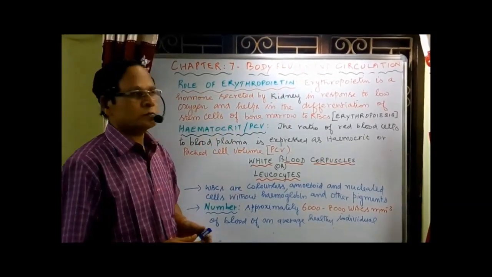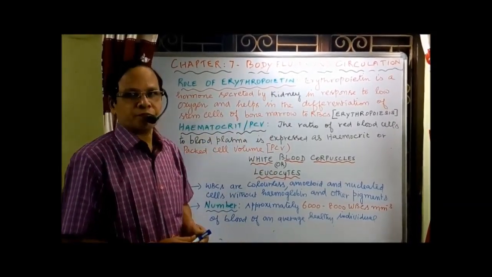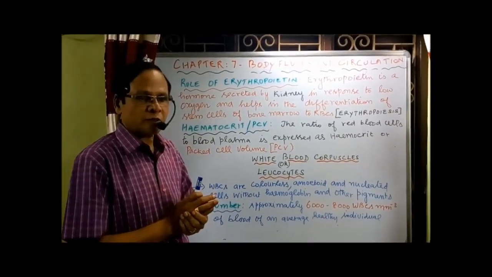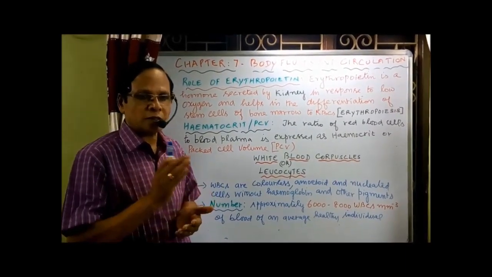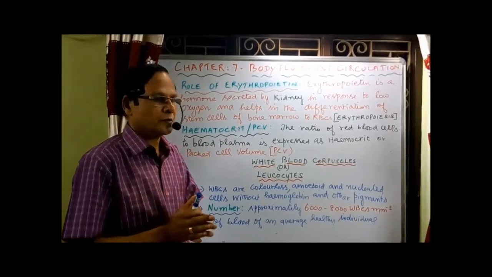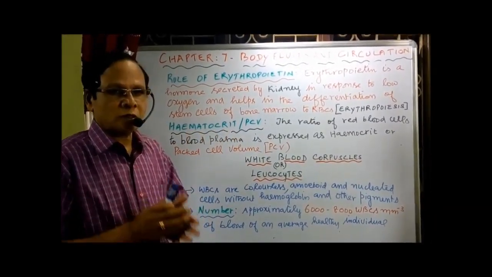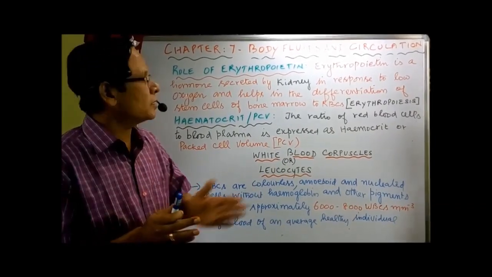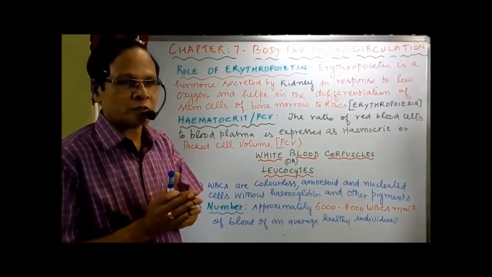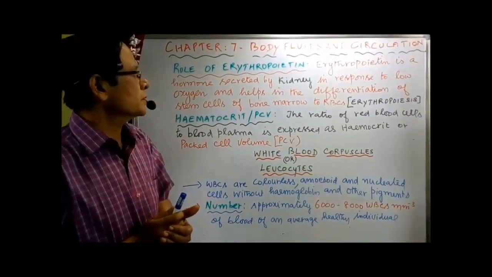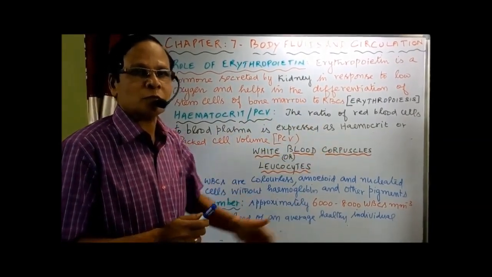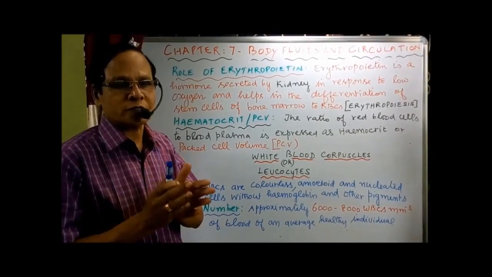Erythropoietin is a hormone secreted by the kidney in response to low oxygen. For example, when a person is reaching mountains, he develops acute mountain sickness because of low partial pressure of oxygen. To overcome this, in order to increase the number of RBCs, the hormone erythropoietin is secreted when there is a low partial pressure of oxygen as in the mountains. What is its role? This hormone helps the differentiation of the stem cells of the bone marrow to RBCs.